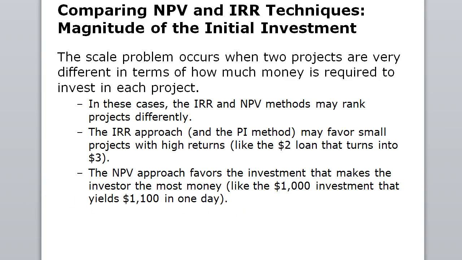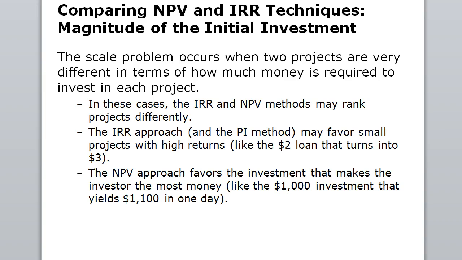Sorry about that. The scale problem occurs when two projects are very different in terms of how much money is required to invest in each project. So what if there are two projects, but the costs of investing in these projects are greatly different? In these cases, the internal rate of return and net present value methods may rank them differently. The internal rate of return approach may favor smaller projects with higher returns, say a $2 loan with a 3% return, and analyzing with net present value will favor investments that make the investor more money, so bigger investments.